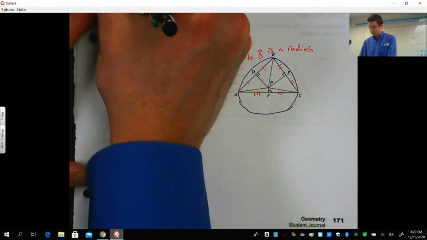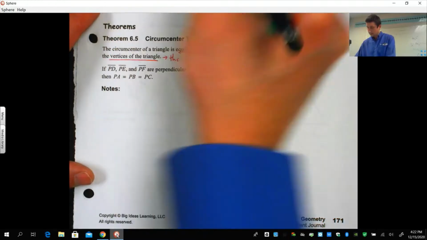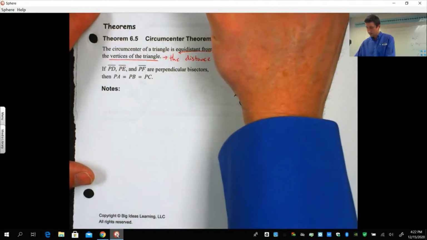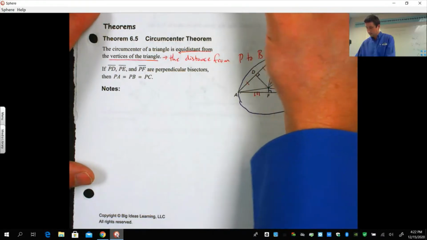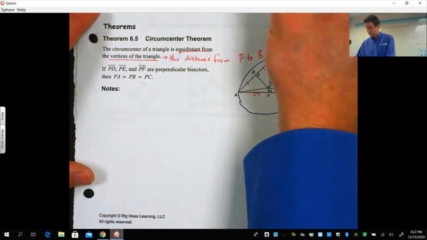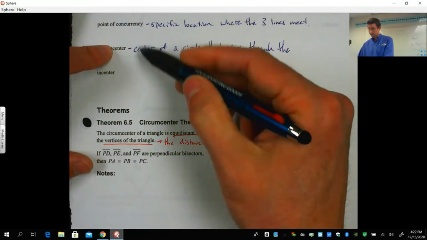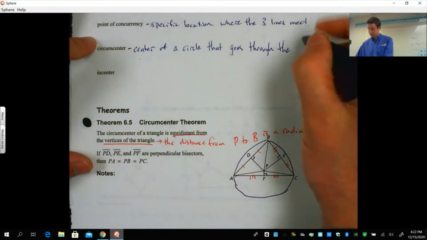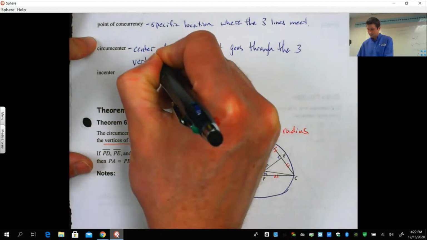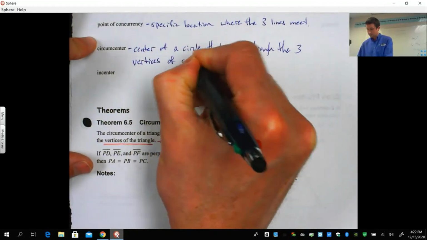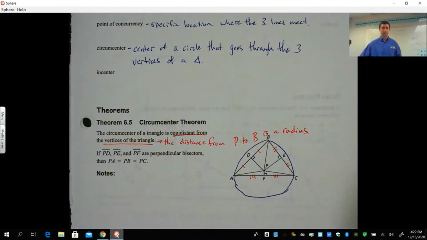So the circumcenter is the center of a circle that goes through the, oh, I'm sorry, you can't see that. Circumcenter, center of a circle that goes through the three vertices of a triangle.